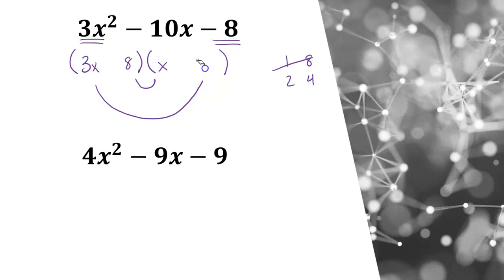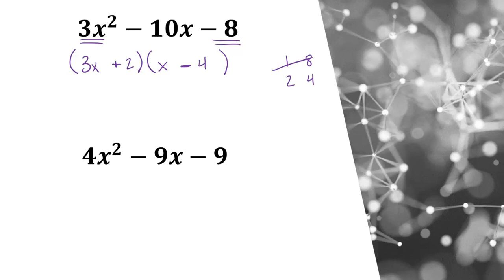We're not going to use 1 and 8. Let's try 2 and 4. So when I multiply 3x times 4, I get 12x. And when I multiply 2 times x, I get 2x. Now, can I get negative 10x out of these two? And yes, we can. The way that we would do that is if this was a negative 12x. So negative 12x plus 2x would be negative 10x. So that tells me this 4 has to be negative and the 2 has to be positive. And that's my answer. That's literally how easy it is.